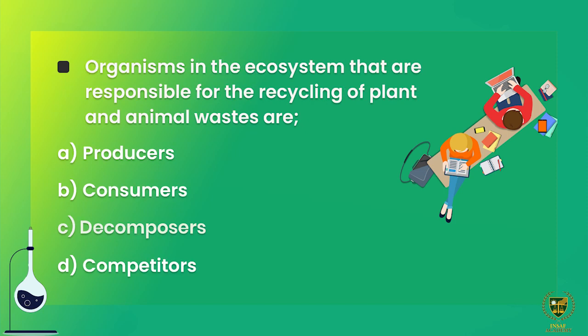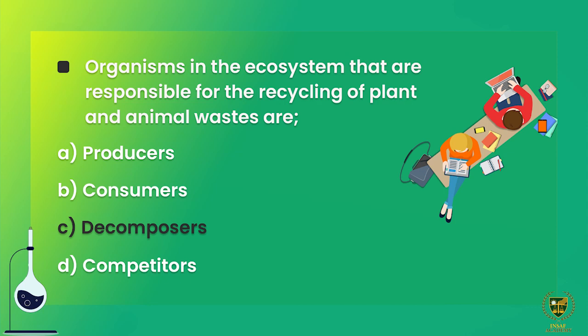Here we have another question. Organisms in the ecosystem that are responsible for the recycling of plant and animal wastes are. So dear students, which organisms inside the ecosystem recycle plant and animal waste? Are they producers? No dear students. Are they consumers? No dear students. Are they competitors? No my dear students. So the only option remaining is Charlie. It says decomposers. So decomposers are the organisms which recycle the plant and animal waste. So the correct option is Charlie, the decomposers.